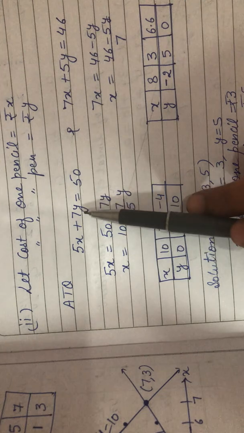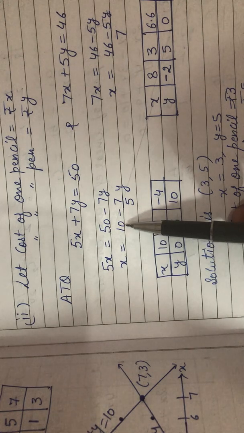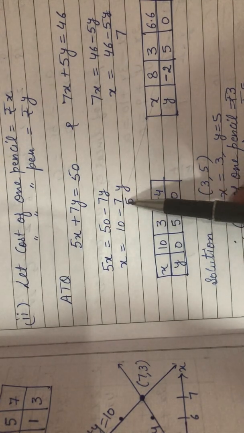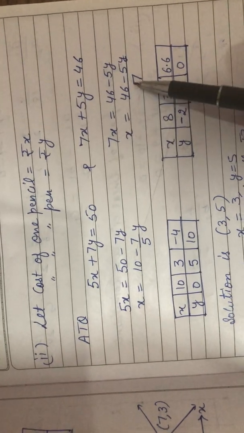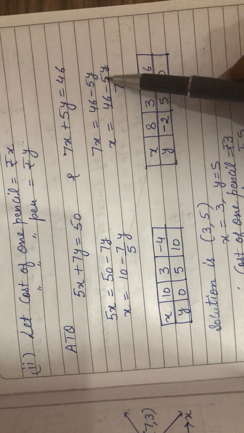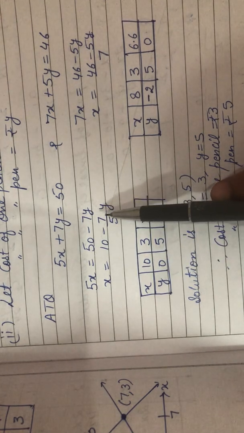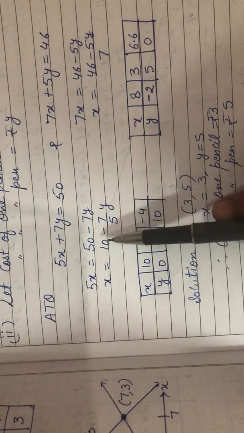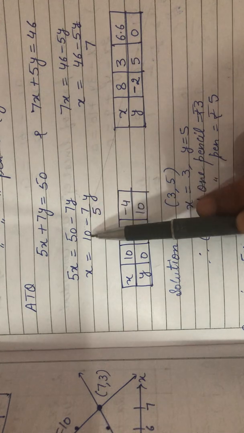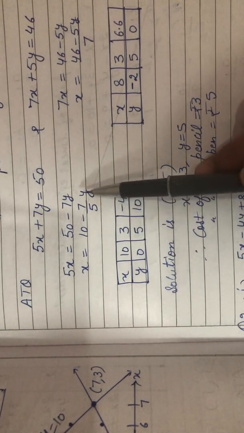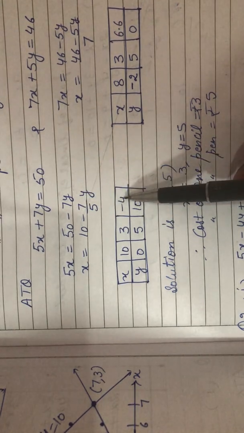So if I transpose 7y to the right side and divide by 5, I get x equal to 50 by 5, which is 10, minus 7 by 5 y. And here if I take 5y to the right side and divide by 7, I get x equal to 46 minus 5y by 7. Now on putting y equal to 0, this term will become 0. 10 minus 0 is 10 only, so x is 10. If I put y equal to 5, 5 and 5 cancel, 10 minus 7 gives us 3. If I put y equal to 10, 5 2s are 10 and 7 2s are 14. 10 minus 14 gives minus 4.